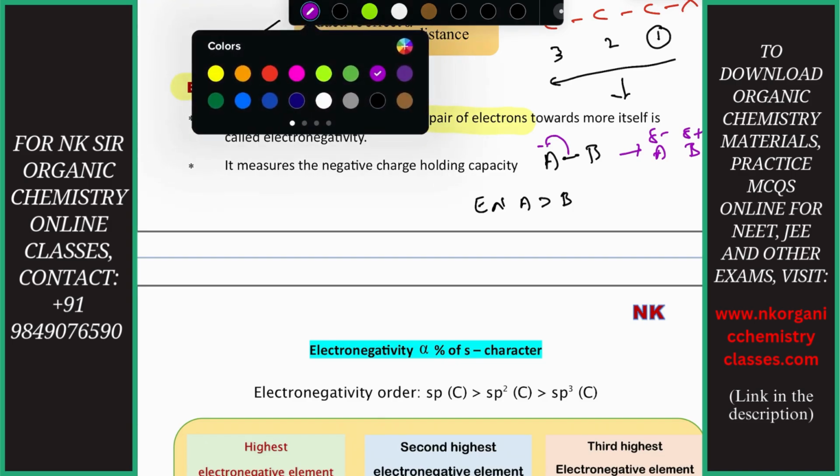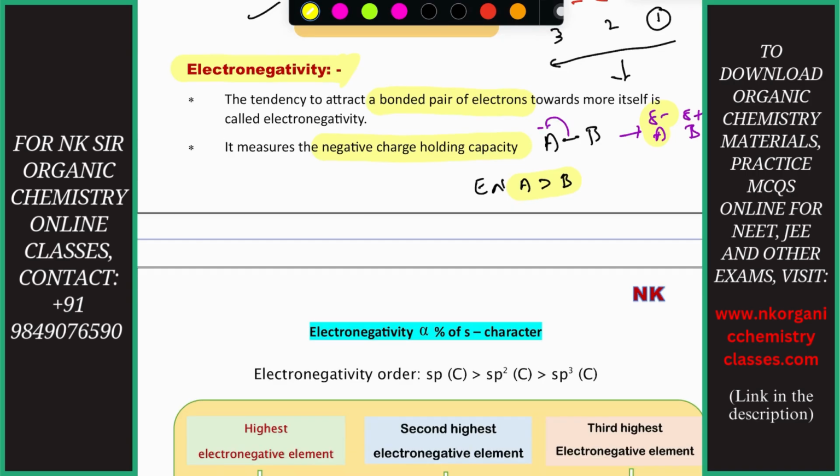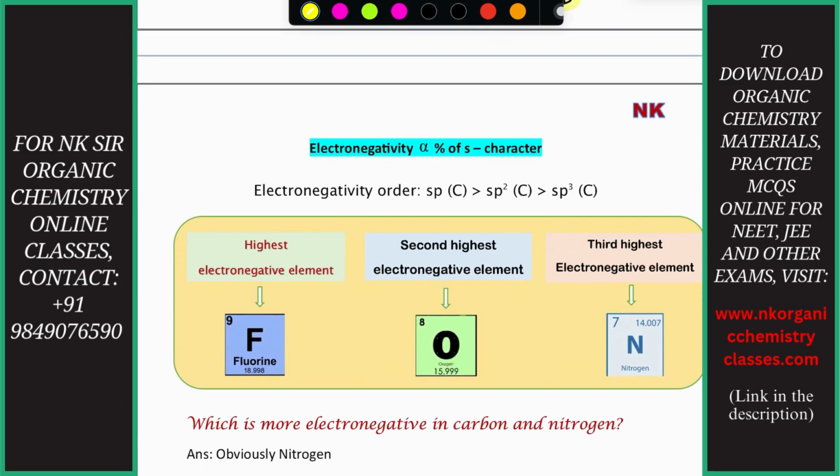So on the whole, what is electronegativity? It measures the negative charge holding capacity. See, here I mentioned, let us consider the electronegativity of A greater than B. So whose electronegativity is more, it should hold the negative charge. Such negative charge holding capacity is called electronegativity. Then you can ask me, sir, electronegativity depends on what?